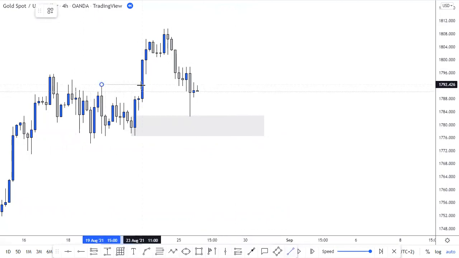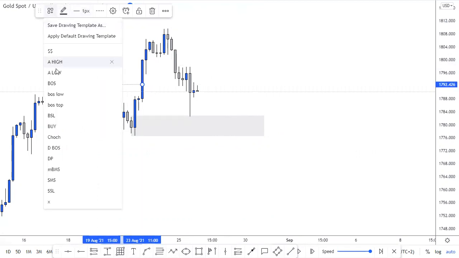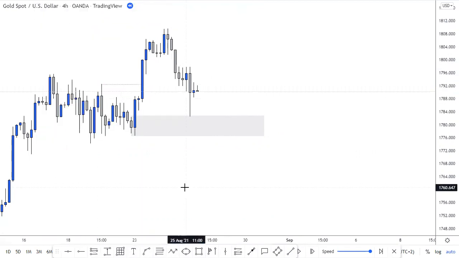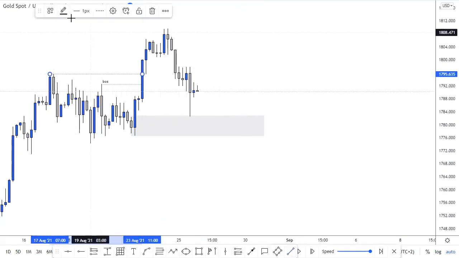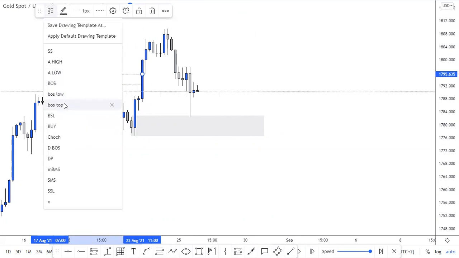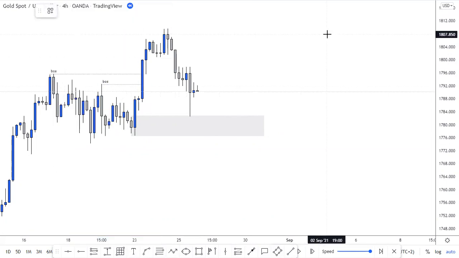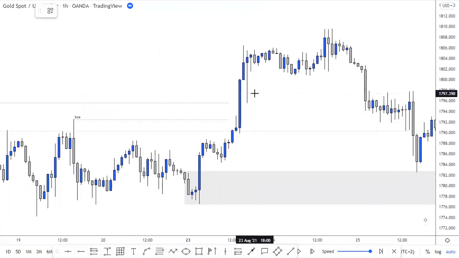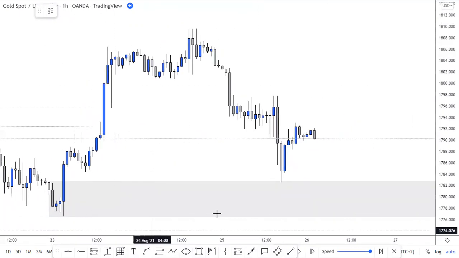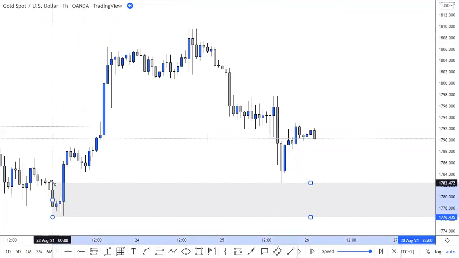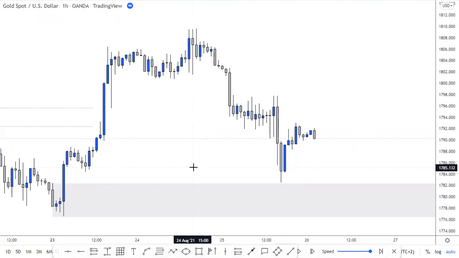So this is our break of structure to the upside, which is a minor break of structure, because here we have our swing structure. This is our major break of structure. What happens now is that we go to the 1 hour to refine our order block from the 4 hour one.